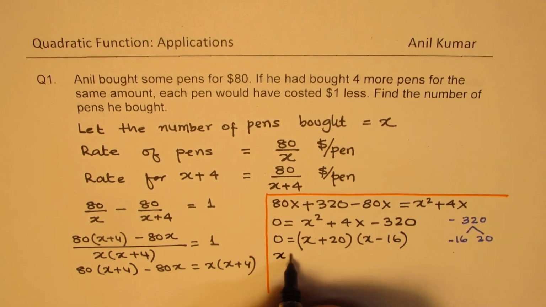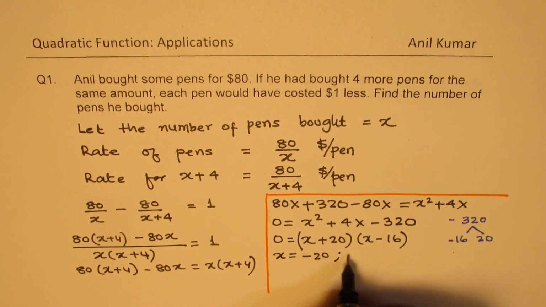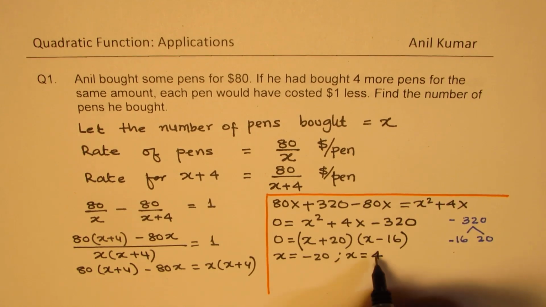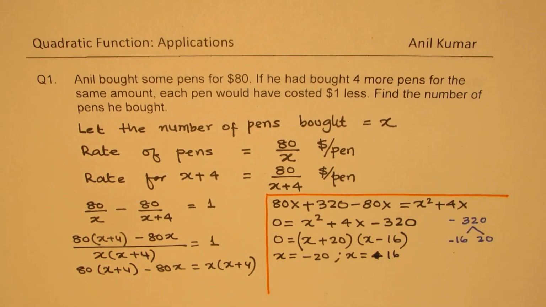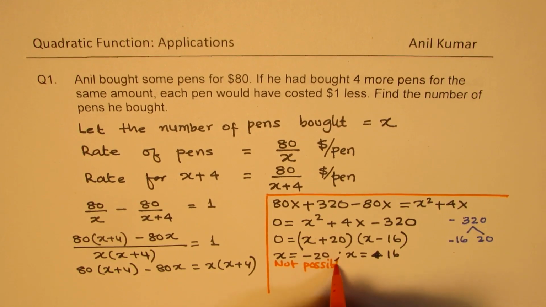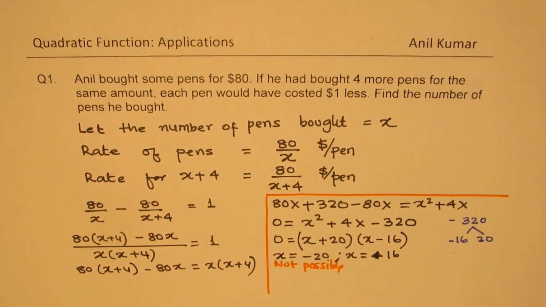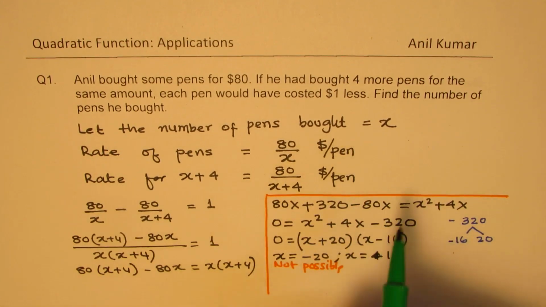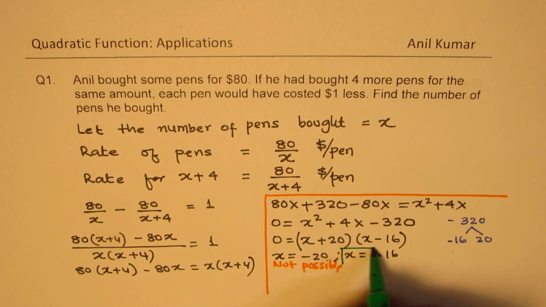And that gives us answer that x is equal to minus 20, or x is equal to 16. Right? So it cannot be minus 20, right? That is not possible. So this is called redundant solution. However, that is possible. x equals to 16. So find the number of pens he bought, which is x. So our answer here is 16.